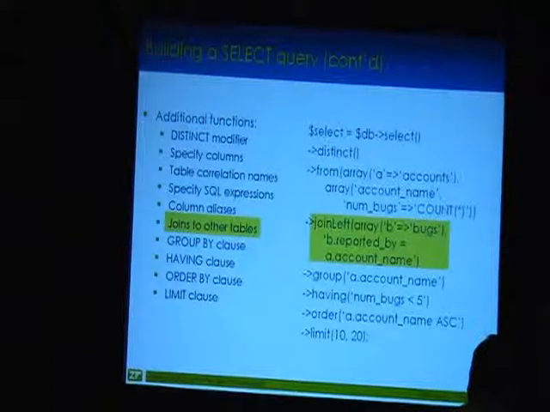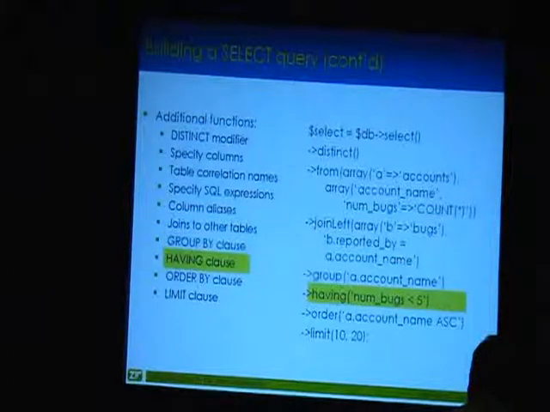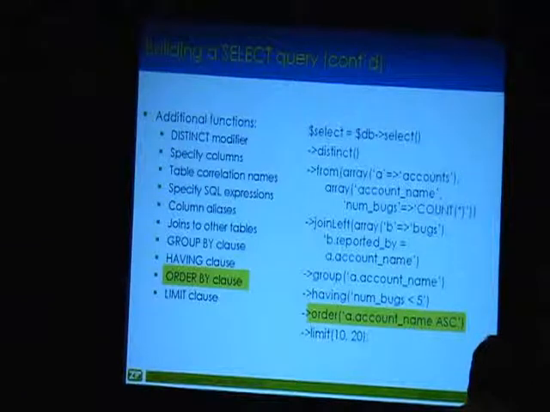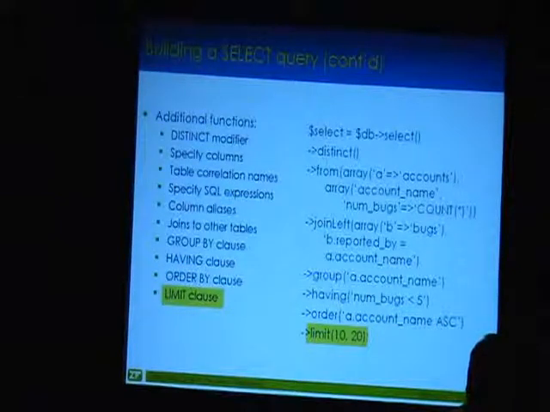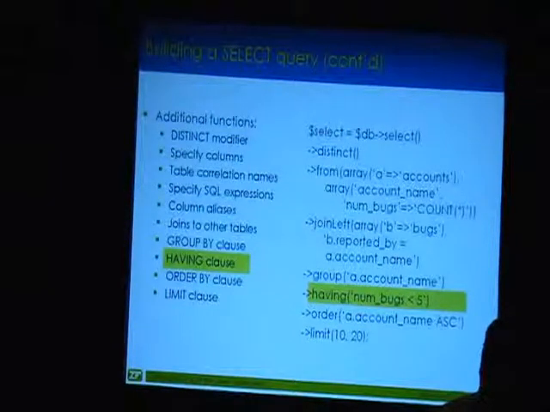Here's an example of naming a second table for this select query using a left outer join, and specifying that also with a join condition. The p.report by equals a.account name would go into the on clause of the join. Note also that's using the correlation names that we defined up above. And finally, group by clauses, having clauses, order by clauses. You can specify ascending and descending in there, and limit clauses. Notice that we even made use in that having clause of the column alias that we defined up above.